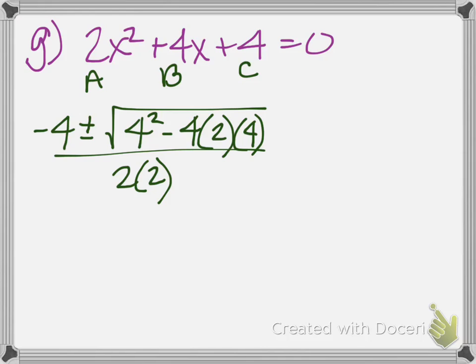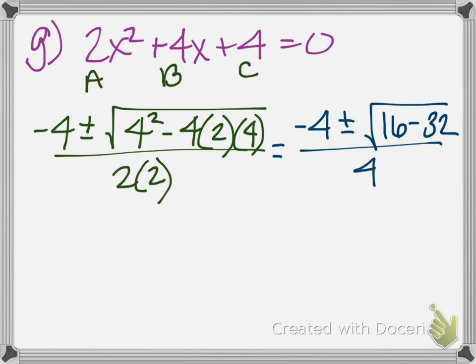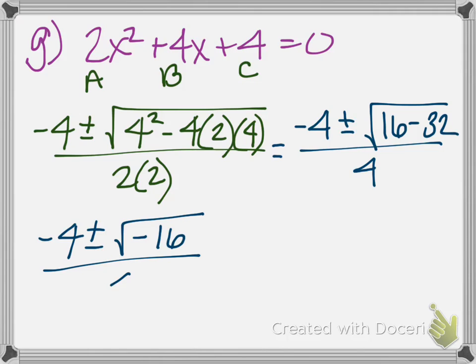Going through to solve, we end up with -4 plus or minus the square root of 16 minus 8 times 4, 32 over 4. So this is -4 plus or minus the square root of -16 over 4. Remember, square root of -16. So we've been practicing simplifying square roots. And negative always comes out as an i, because it's an imaginary number, because you can't really have a negative square root. And the square root of 16 is a perfect square. The square root of 16 is 4, so that's 4i.